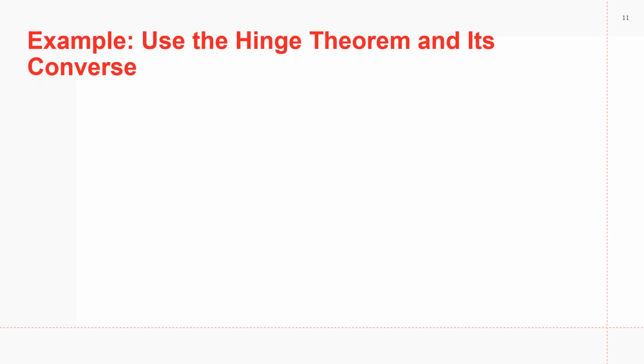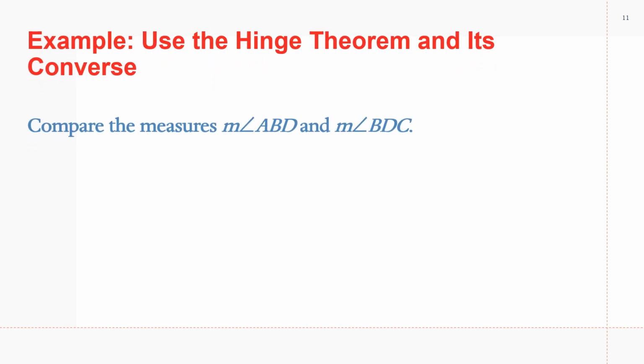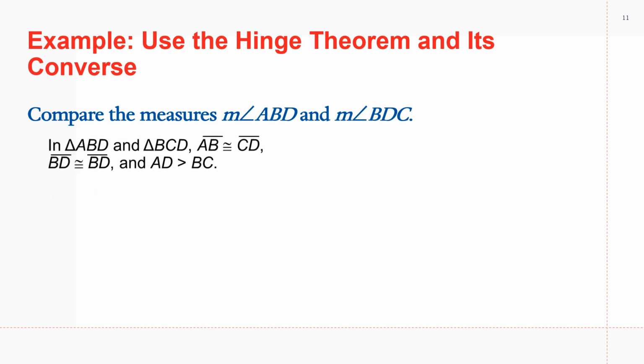Okay, so use the Hinge theorem and its converse. Just compare the measure of angle ABD and the measure of angle BDC. So we have in triangle ABD and triangle BCD, segment AB is congruent to CD, and segment BD is congruent to segment BD. And of course, AD is greater than BC.